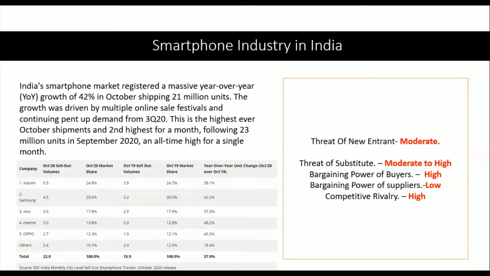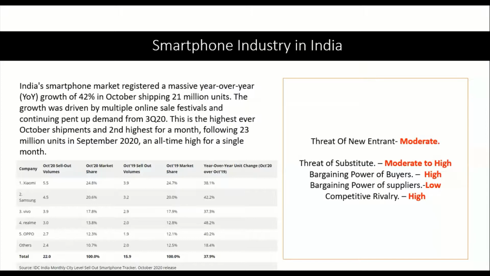on an overall Asia Pacific market, it has 42% growth in October by shipping 21 million units, and 23 million units in September 2020. It's an all-time high for a single month. So if you see, there are competitors like Xiaomi, Samsung, Vivo, Realme, Oppo, and there are others. And a major competitor, you have the premium smartphones like Apple, and some of the premium smartphones from Samsung as well.